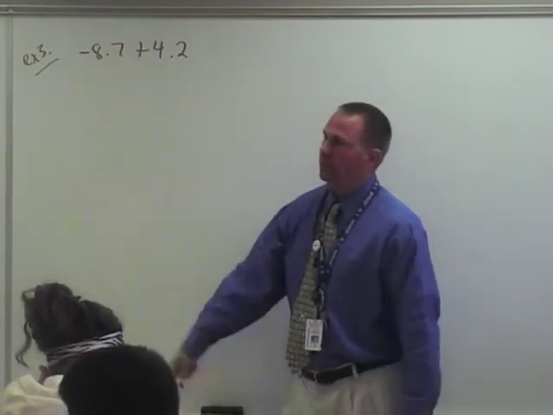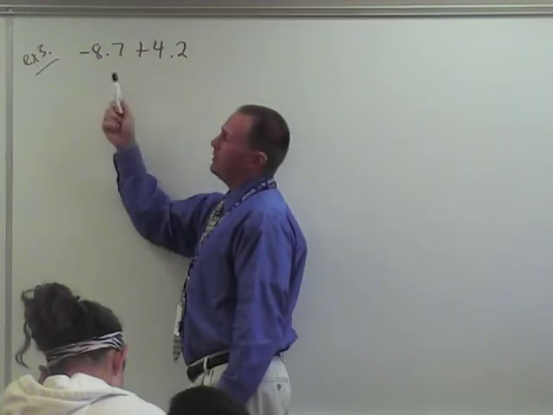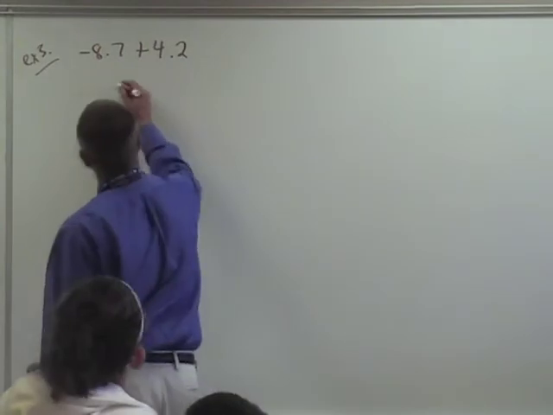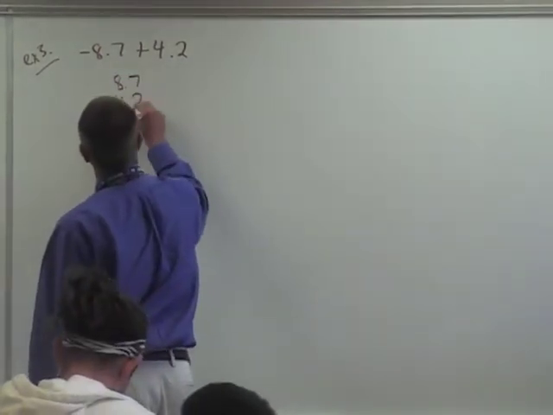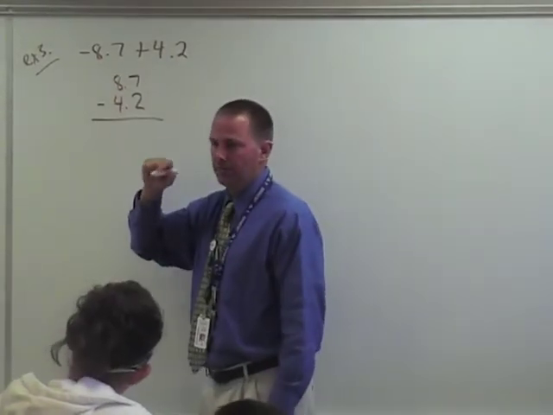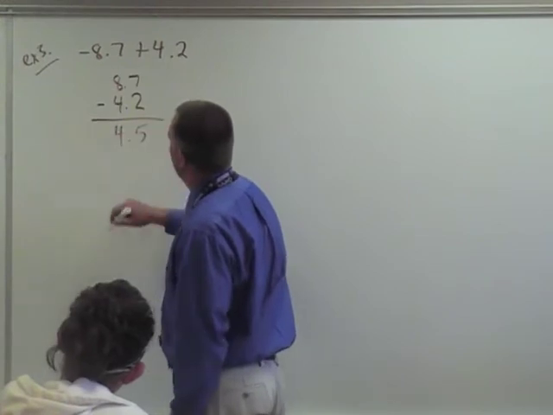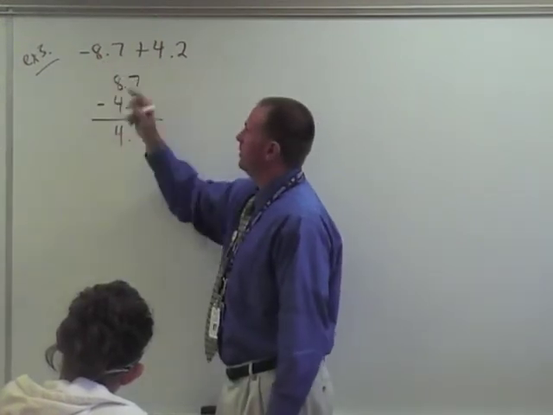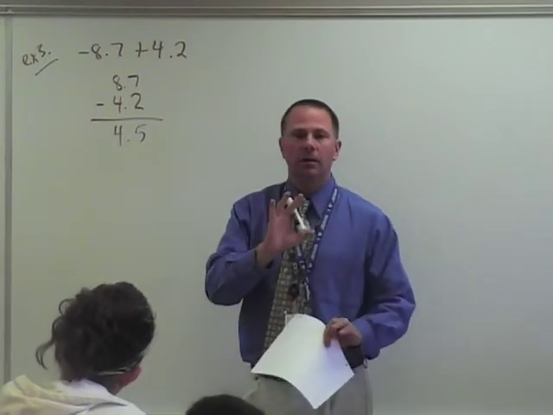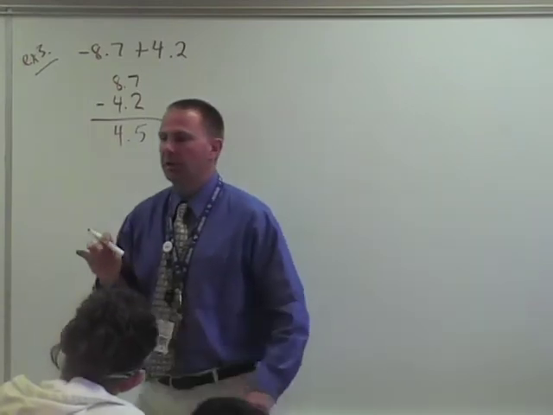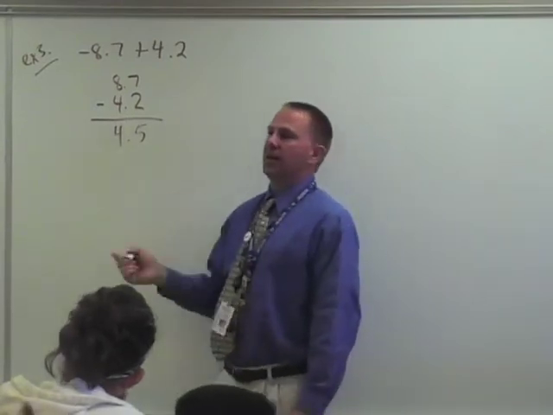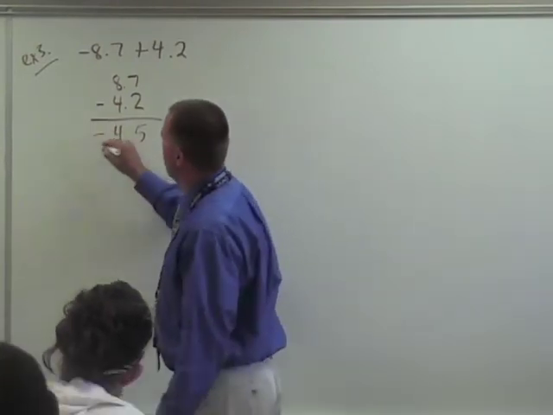Here's how we do this. In addition, if the signs are opposite, then you need to find the difference of the two numbers. So 8.7 minus 4.2. Don't worry about the fact that that's negative up here. You just take the two numbers and subtract them. That's 5, that's 4. Now, which one is bigger, 8.7 or 4.2? Listen to what I said. Which one is bigger, 8.7 or 4.2? 8.7. What sign is attached to that? Negative, so your answer is negative.